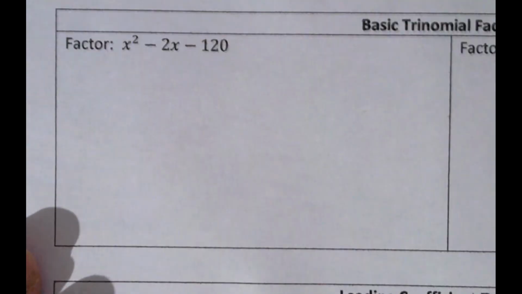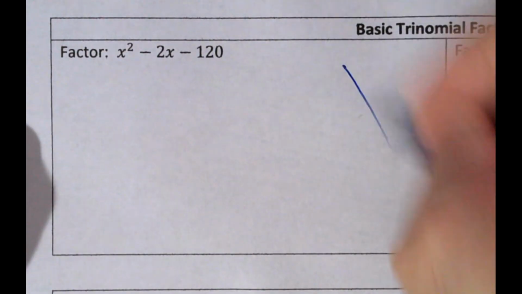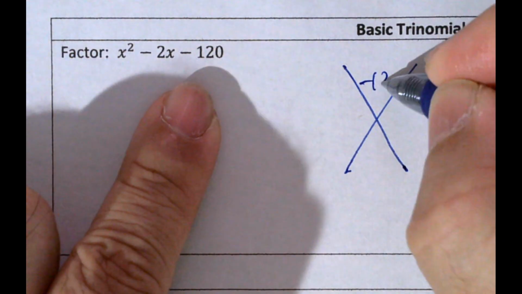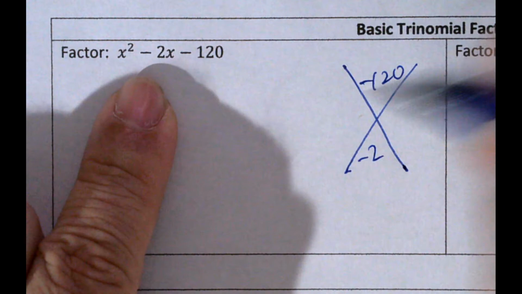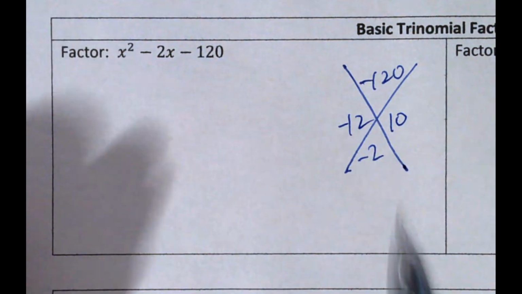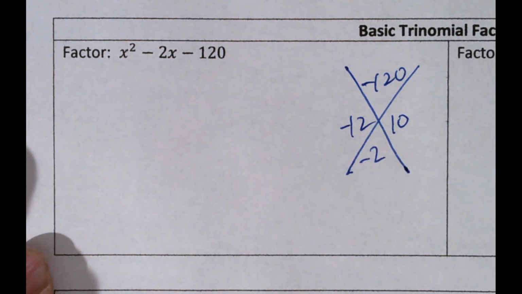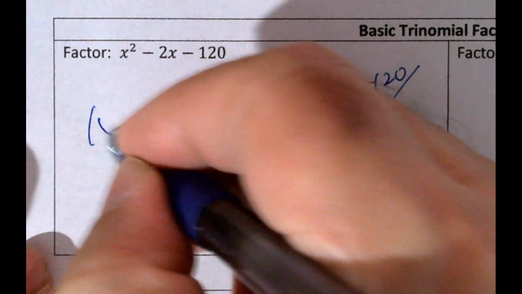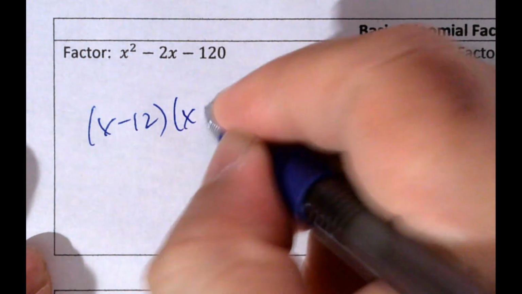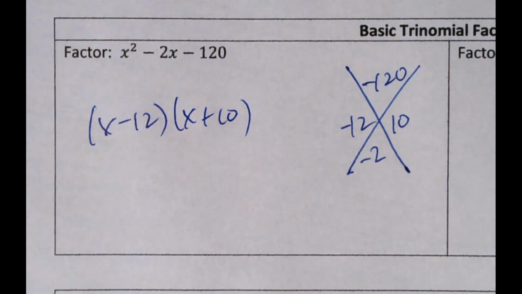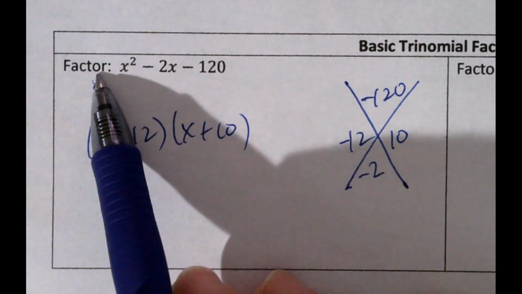Basic trinomial factoring. You've done this. Many of us are very good at this. This is just a reminder. What are the factors of negative 120 that combine to make negative 2? That'll be negative 12 and positive 10. Negative 12 times 10 is negative 120. Negative 12 plus 10 is negative 2. So that's just going to be x minus 12 and x plus 10. That's all I'm looking for. Stop there. Don't go any further. That's the answer. All we're doing is factoring. We're not solving.